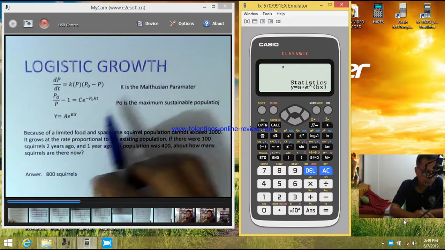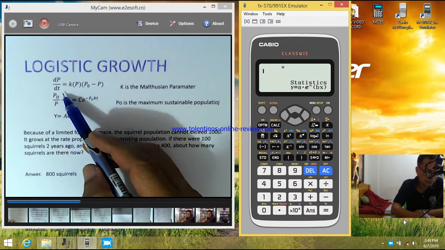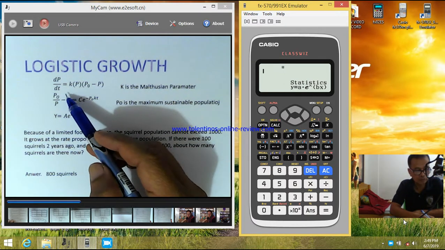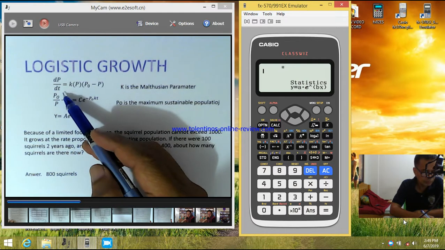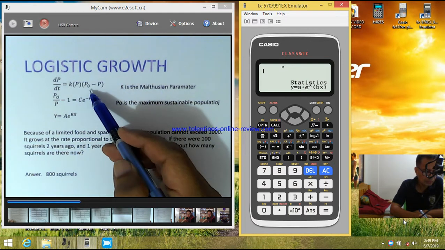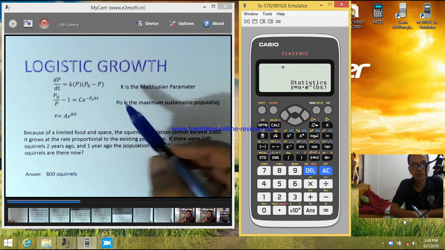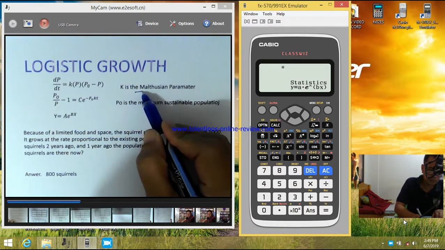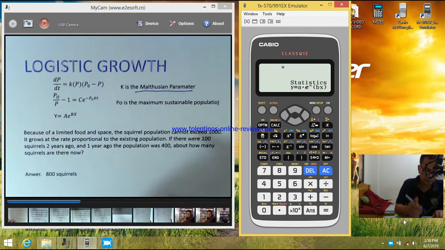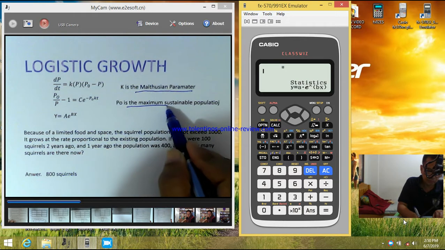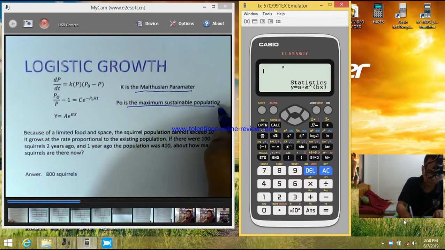I'm going to discuss the concept of logistic growth and its application to the calculator. When you say logistic growth, the mathematical model, or the differential equation model, is dP/dt equals kP times (P sub 0 minus P), where k is the Malthusian parameter and P sub 0 is the maximum sustainable population.